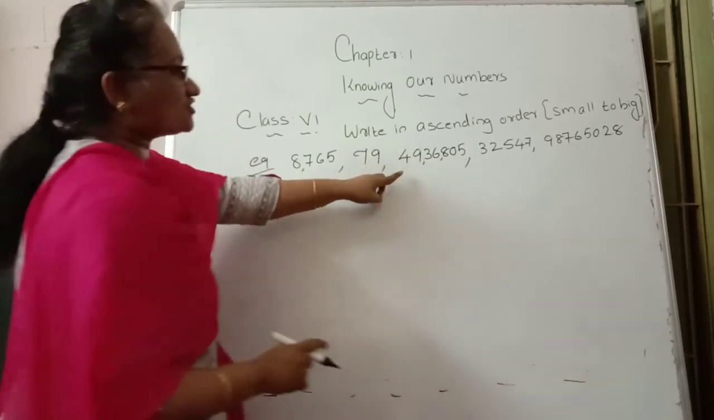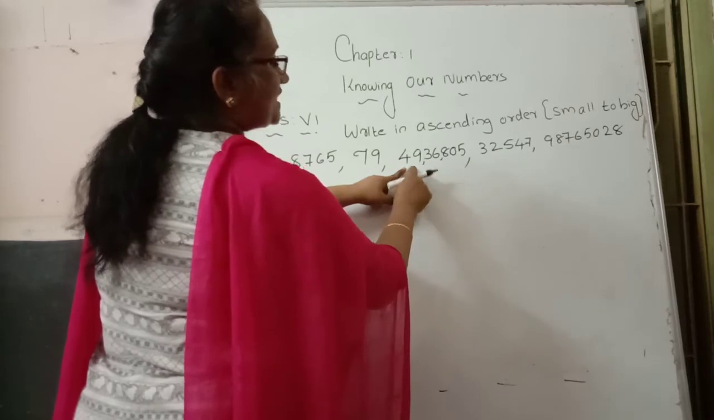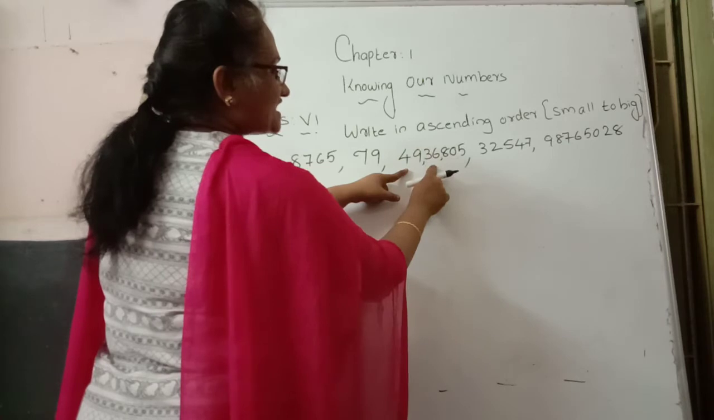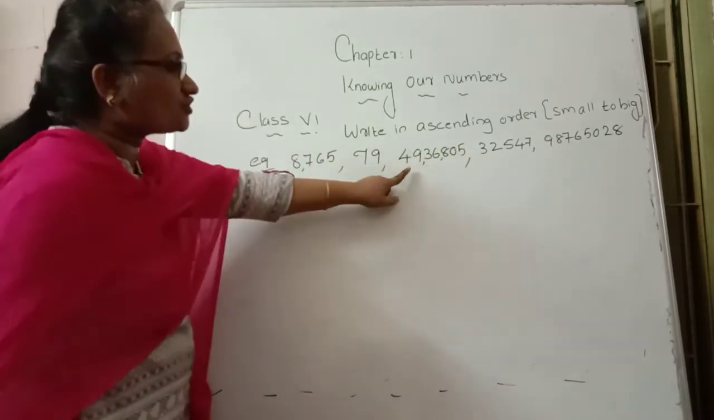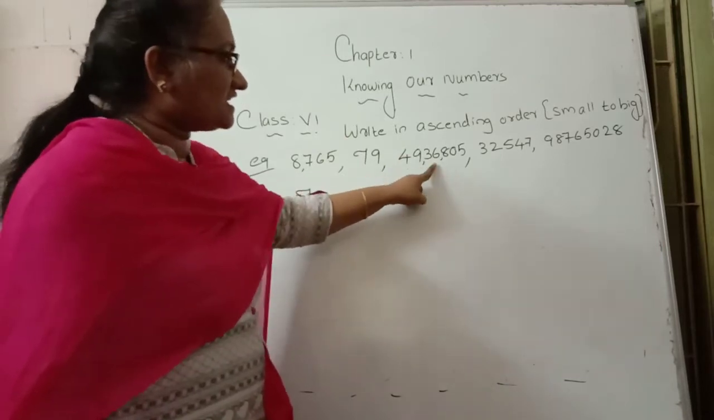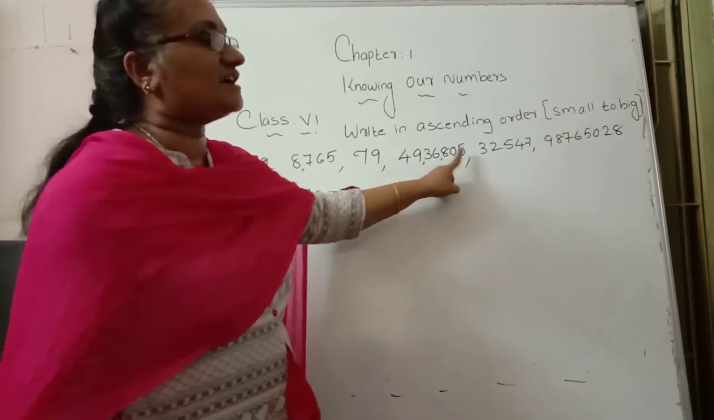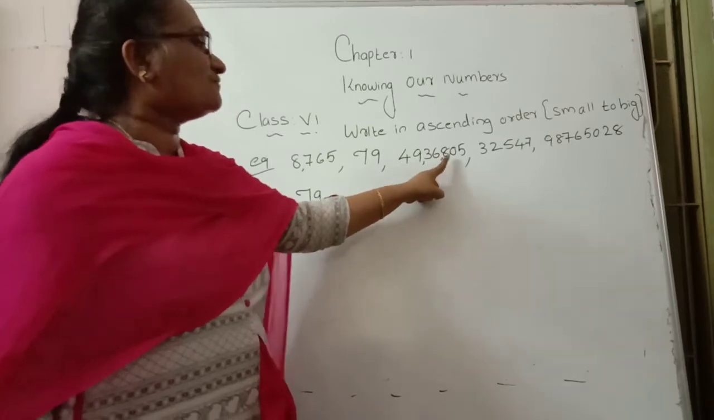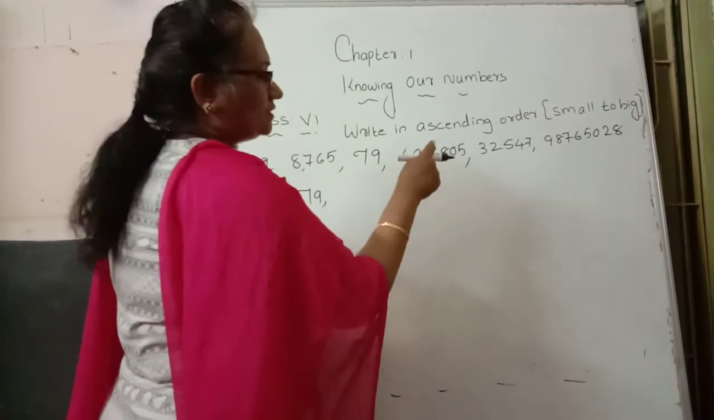Then see how to read this number. 4 and 9 are in which group? Lakh group. 3 and 6 are in which group? 1000 group. 8 is in 100 and 5 is in 10. So how to read this number? 49 lakh 36,000. 8 is 100. That's why 805. Here 49 lakh 36,805.